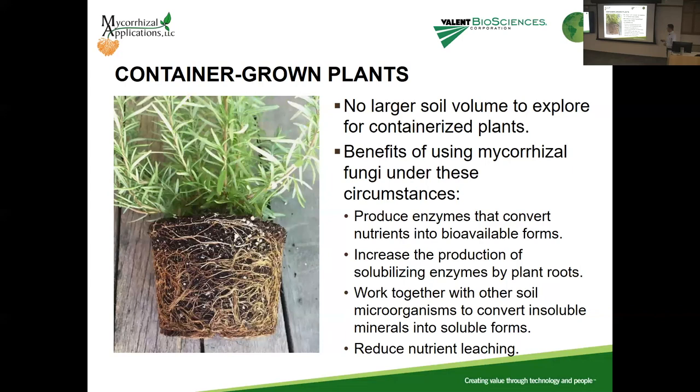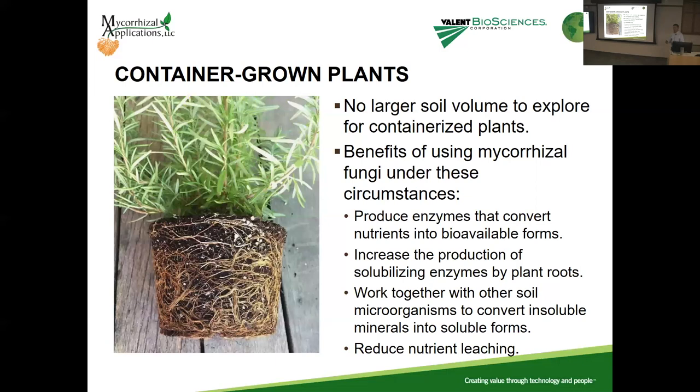They produce enzymes that convert nutrients into bioavailable forms. I just mentioned the phosphatases, and they also trigger the production of solubilizing enzymes by the plant roots, so they increase this activity through the plants. They also work together with other soil microorganisms to convert insoluble minerals into soluble forms. These are called mycorrhizal helper bacteria, for example, that live together in symbiosis with the mycorrhizae and help solubilize non-soluble nutrients. And due to these mechanisms, they reduce nutrient leaching out of the pots.